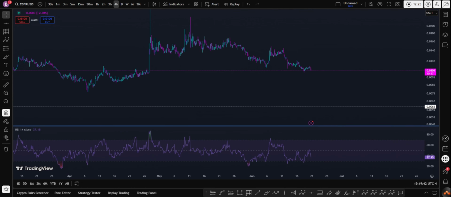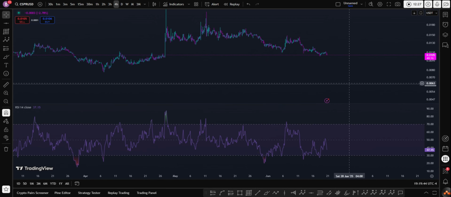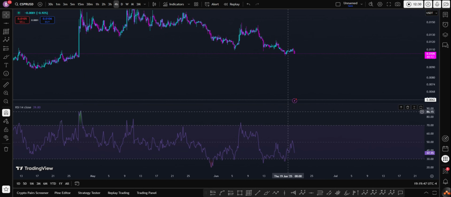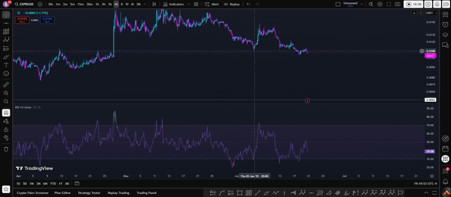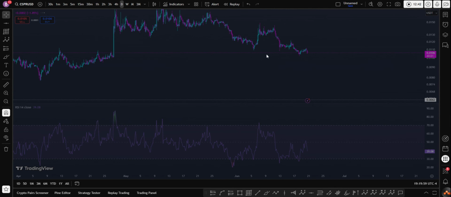Also, I can show you quickly the RSI for the 4 hour. You can clearly see that RSI is making higher highs and price is making lower lows, clearly showing you that market buyers are stepping into the market. That is the 4 hour.